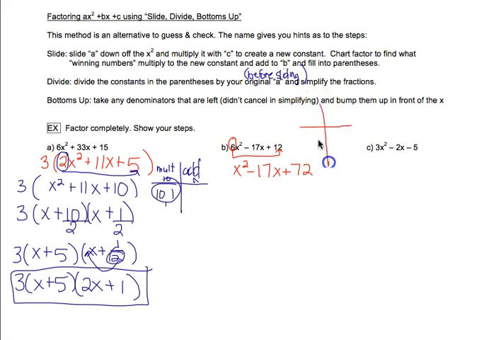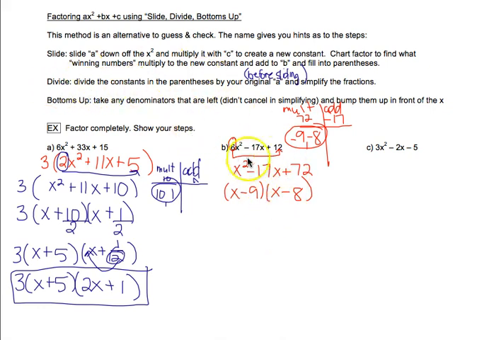So here I'm looking for what multiplies to 72 and adds to negative 17. So I know it needs to be two negatives. So 72, let's see, -9, -8, I believe are my winners. Yep, and again, if you don't get it on the first try, that's totally fine. Keep listing things that multiply to 72. So here are my winning numbers. So x minus 9, x minus 8. So that's the slide part.